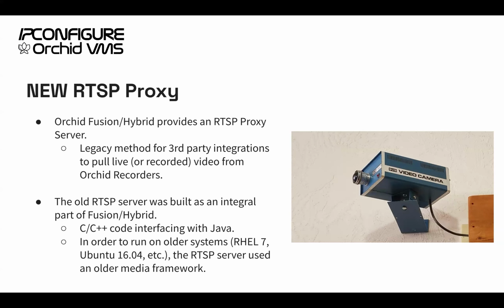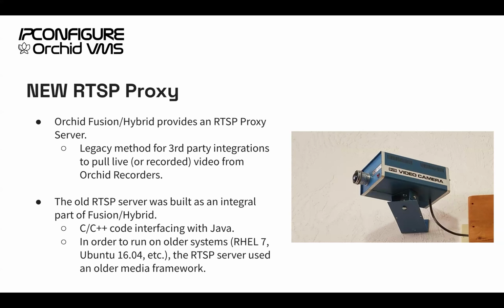Now, the RTSP proxy server, both the new standalone version in 25.6 and the older embedded version that Orchid Fusion and Orchid Hybrid have had for years now, really is a kind of legacy endpoint. So it's a way for third-party integrations to pull live or recorded video from Orchid recorders, get that video outside of Orchid VMS and integrate it with some third-party system. Often these are maybe third-party analytics, alarm monitoring systems, those sorts of integrations.